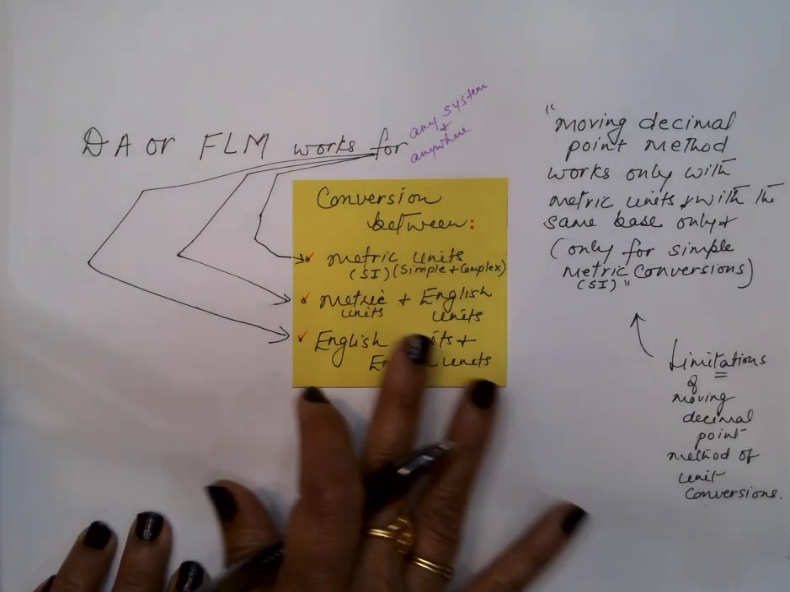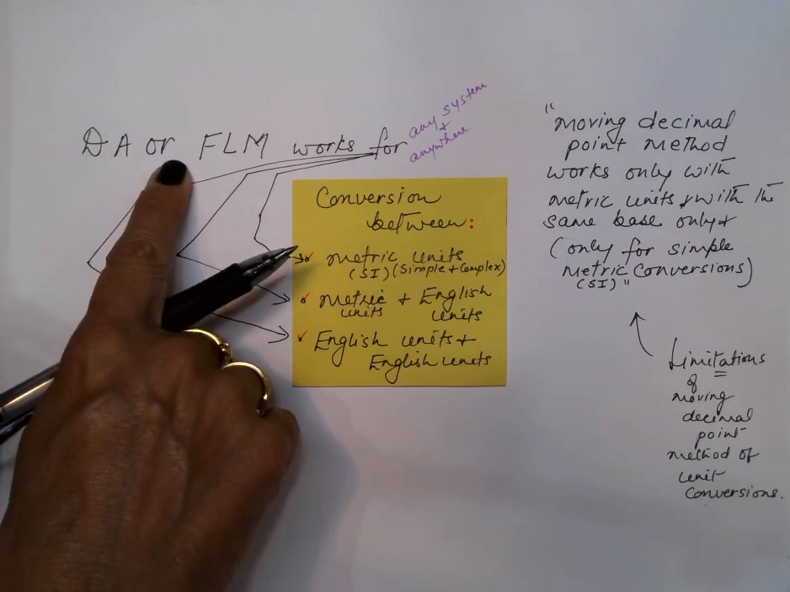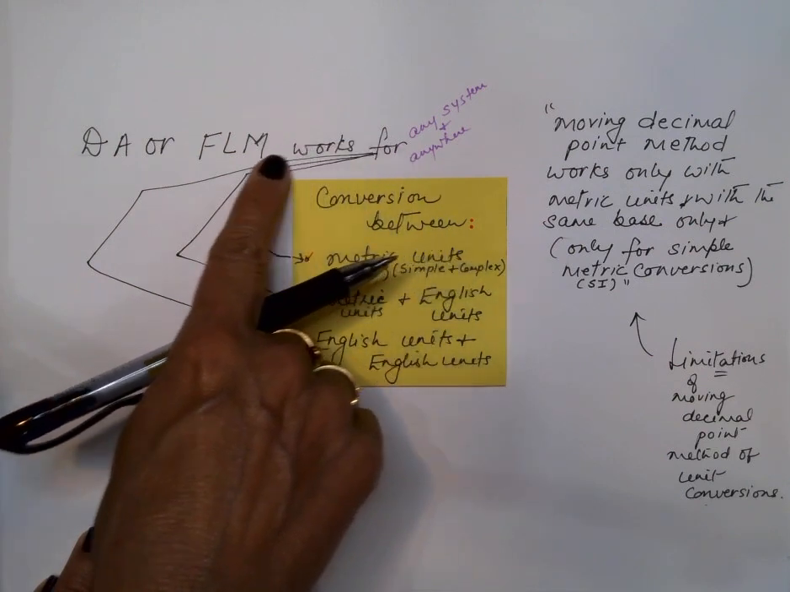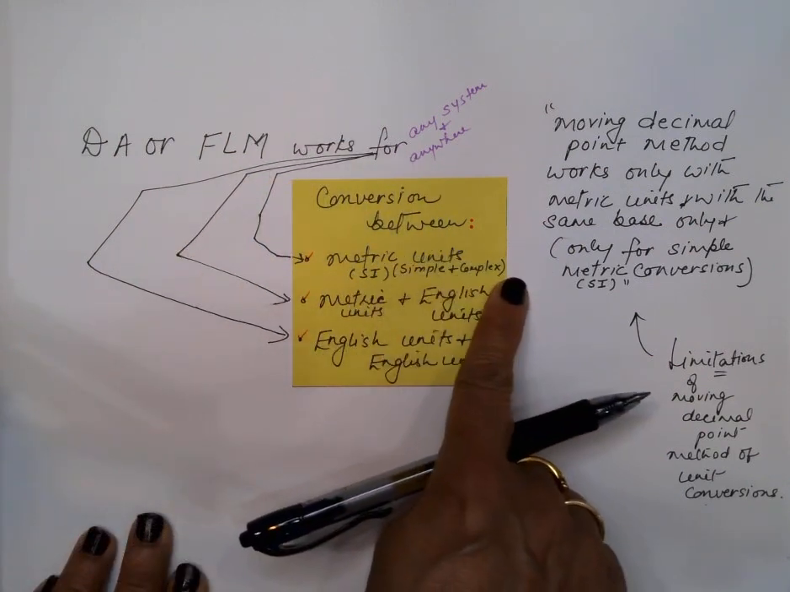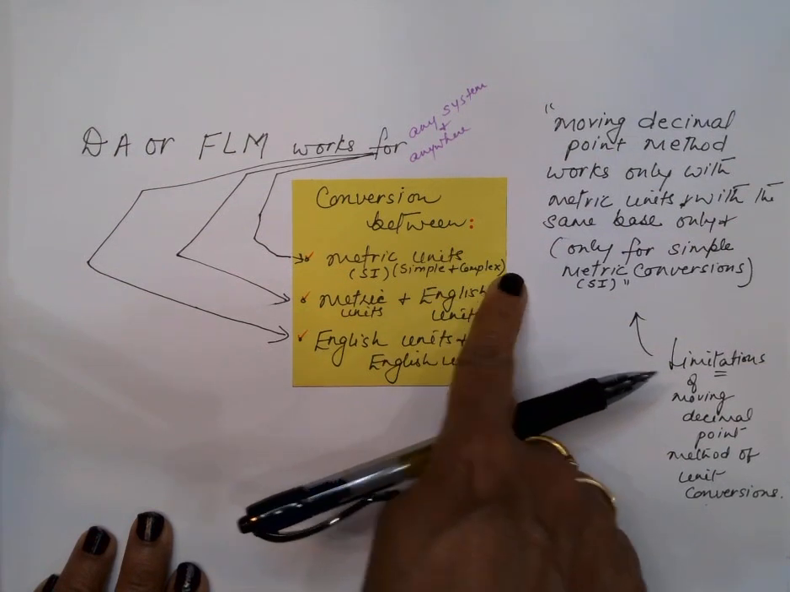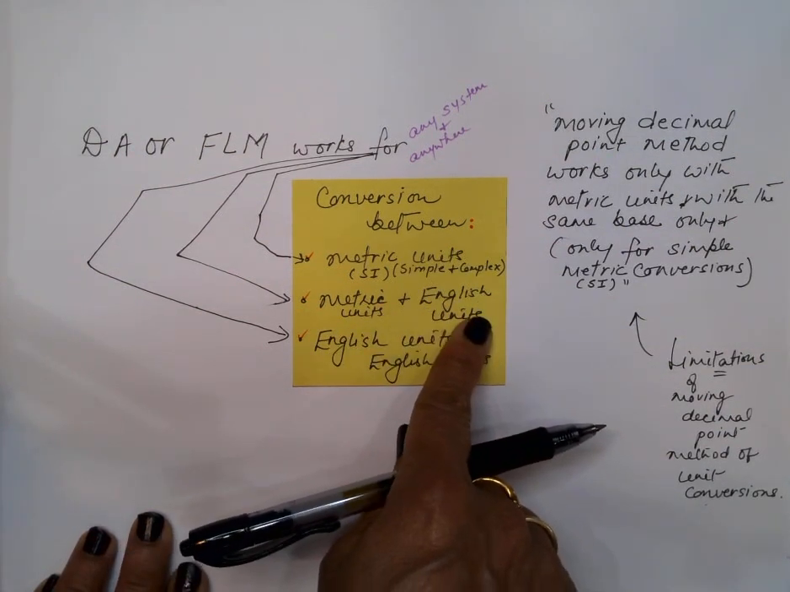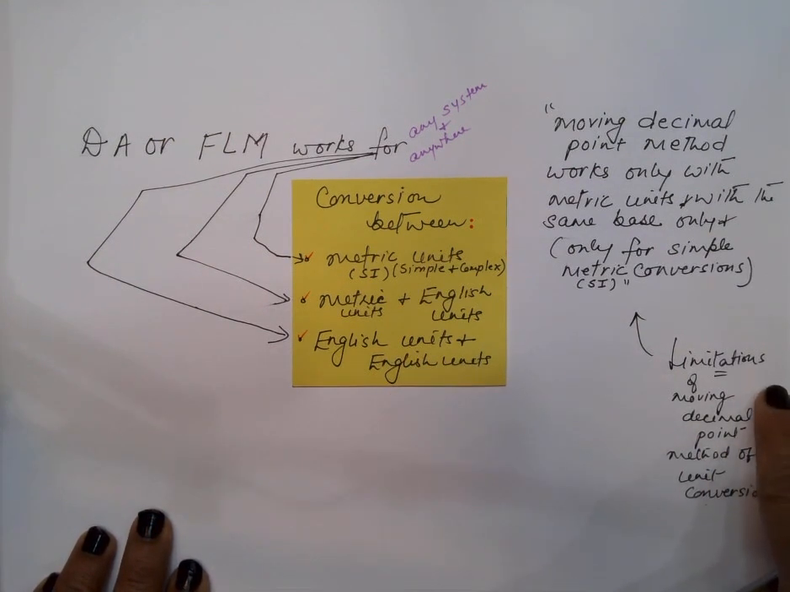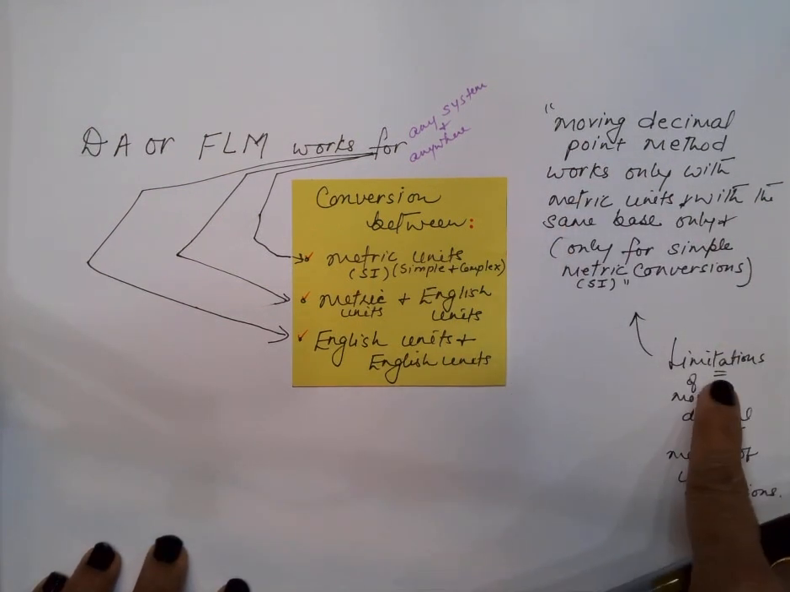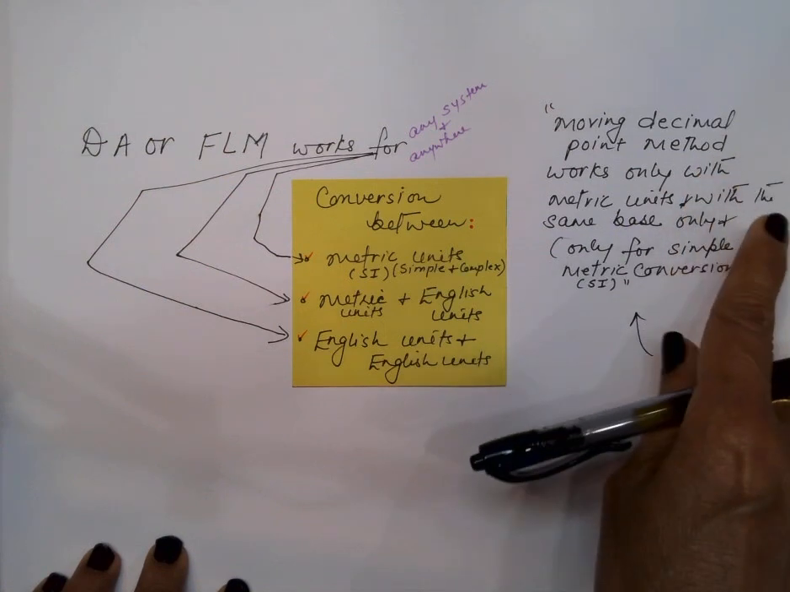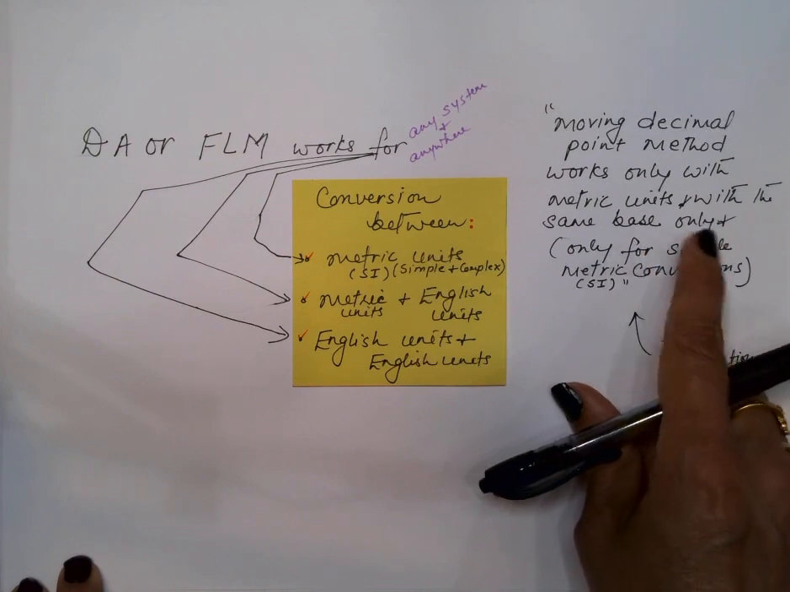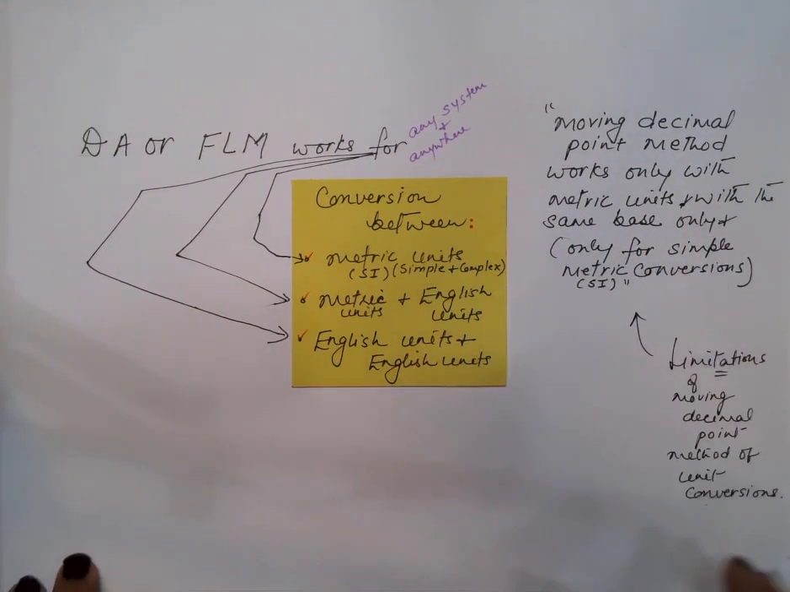And here, dimensional analysis, or the factor label method, works for any system, anywhere. This is what I just said. You can use this for complex problems, simple problems within the metric units, conversions between metric and English, or conversions between English units and English units. Again, what is the limitation of using the method of moving decimals for unit conversions? The limitation is that this method of moving decimals can work only when dealing with metric units, and those units have to have the same base.